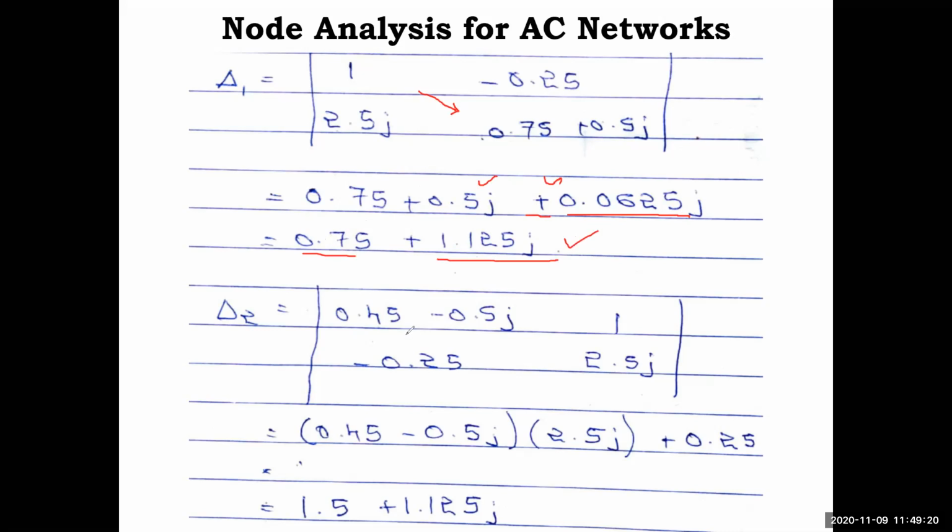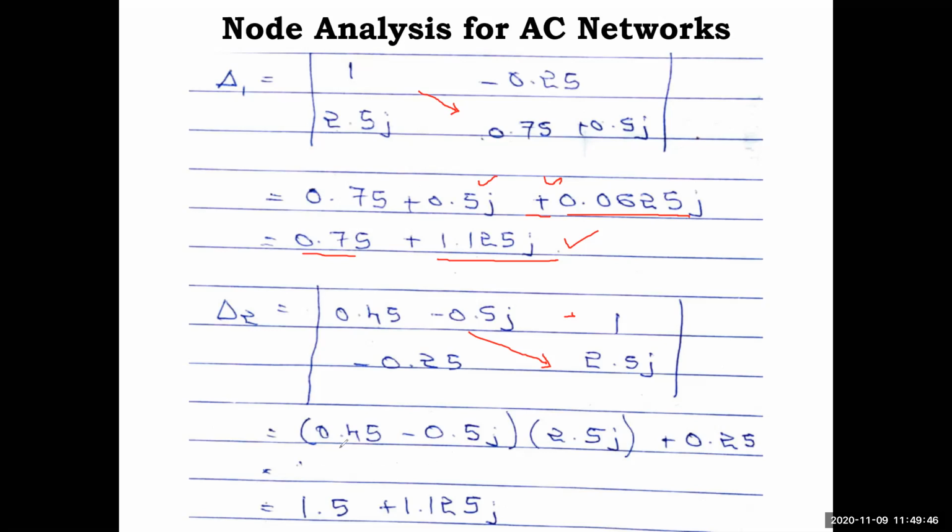Similarly delta 2. The first column is the same as delta, and the second column is 1 and 2.5j, just the opposite of delta 1, and we'll do the calculation now. This will multiply with this: 0.45 minus 0.5j into 2.5j, plus, because here minus and minus become plus, so plus 2.5, 0.25. Now we will multiply and simplify. This step I have not shown, so you do it.